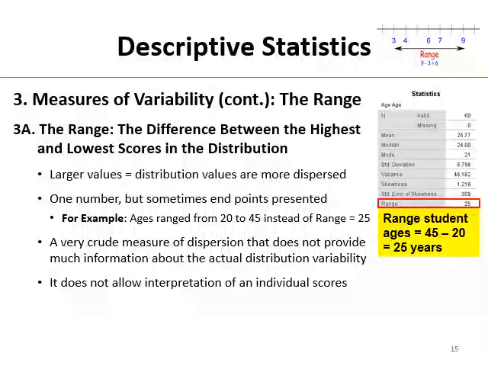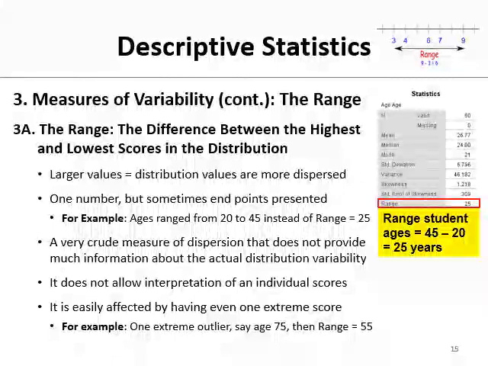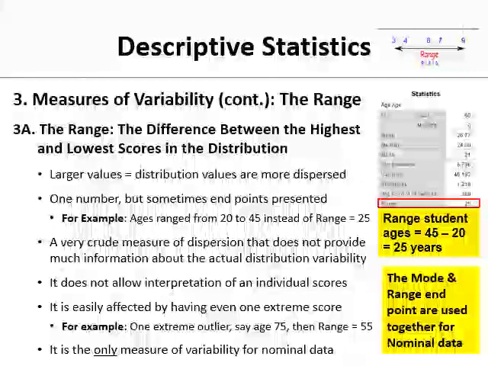It also doesn't really allow you to interpret individual scores very well because it's insensitive to the magnitude of differences. And again, it's easily affected by having even one extreme score. In this class, for example, if I were to add just one 75-year-old, suddenly we have a range of 55 instead of 25. It's over twice as big. It seems to suggest that the scores are way more spread out than they really were, with just one outlier. However, it is the only measure of variability you can use when you've got nominal data.